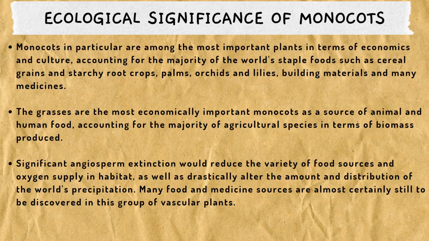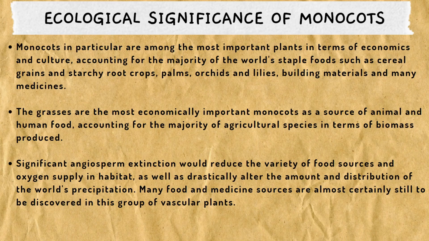Let's focus on monocots. Monocots in particular are among the most important plants in terms of economics and culture, accounting for the majority of the world's staple foods such as cereal grains and starchy root crops, palms, orchids and lilies, building materials, and many more medicines. The grasses are the most economically important monocots as a source of animal and human food, accounting for the majority of agricultural species in terms of biomass produced.